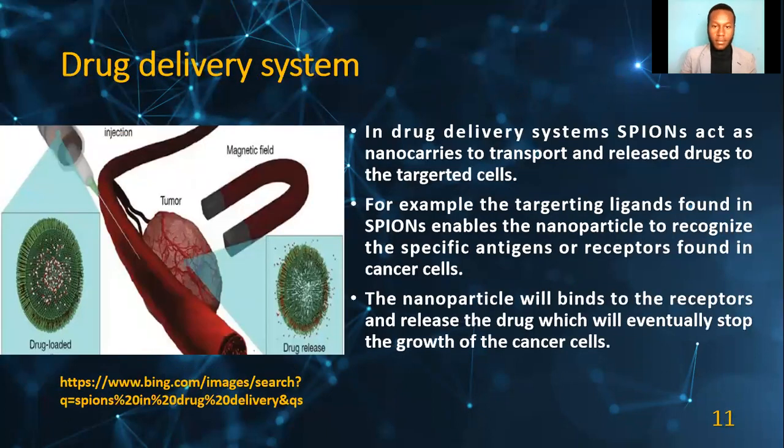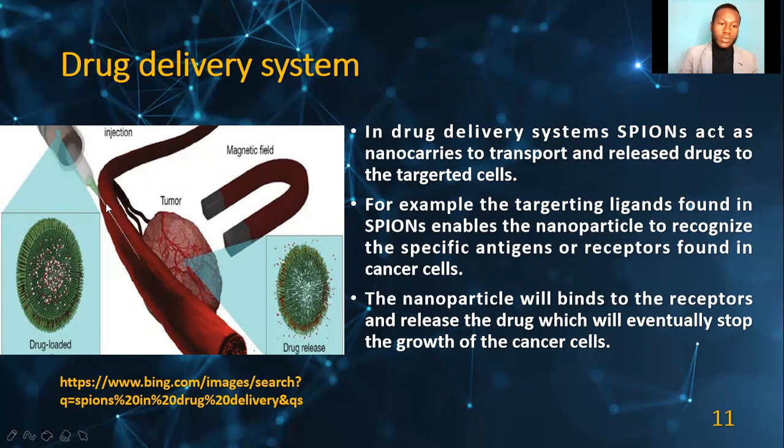Drug delivery system. In a drug delivery system, SPION act as nanocarriers to transport and release drugs to a targeted cell. For example, the targeted ligand found in SPION enables the nanoparticle to recognize the specific antigens or receptors found in cancer cells. The nanoparticle will bind to the receptors and release the drug, which will eventually stop the growth of the cancer cell.